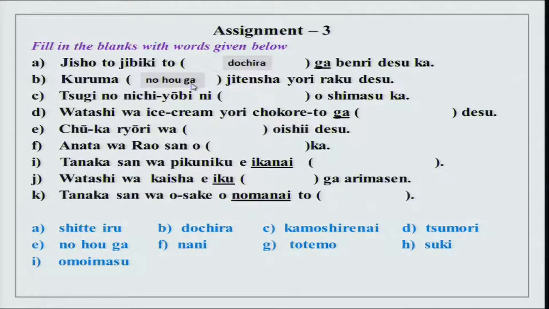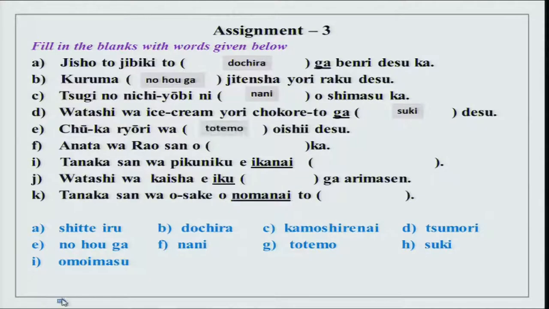No hou ga jitensha yori, this is better than jidensha or more easy to use than jidensha. Tsugi no nichiyobi ni nani o shimasu ka? Ni over here is for time. Watashi wa ice cream yori chokoreto ga suki desu. Suki is like, and as I've told you earlier, always with suki particle ga will come. So before suki particle ga will be used, and yori you already know is comparison, more than.